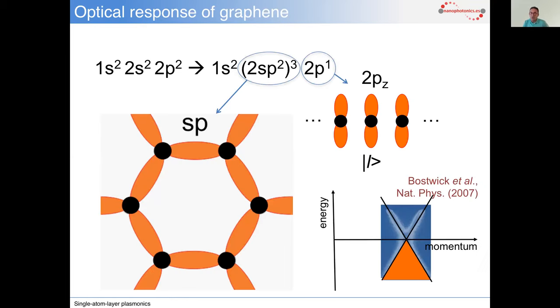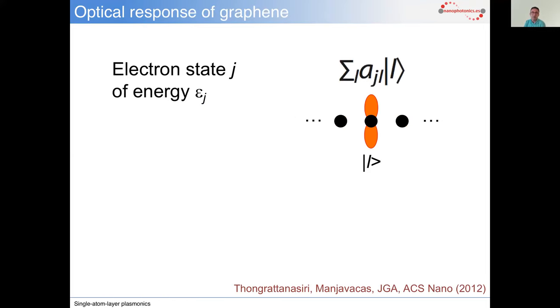So, let's see. Actually, this compares extremely well with photoemission, from angle-resolved photoemission, where you can see, if the material is slightly doped, a population up to the conduction band, and this back-of-the-envelope Dirac cone calculation just mimics very well what is observed in experiment.